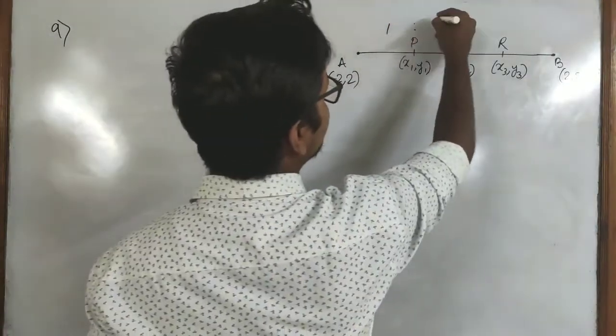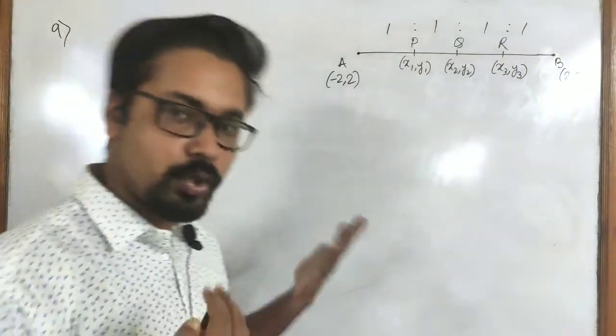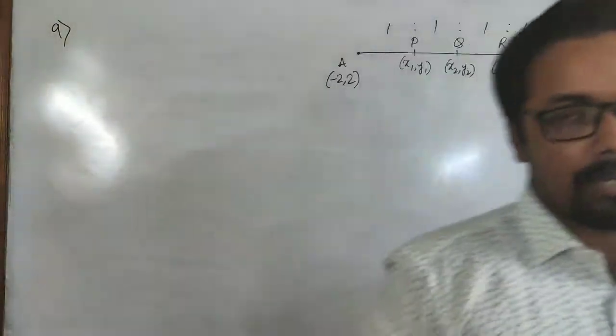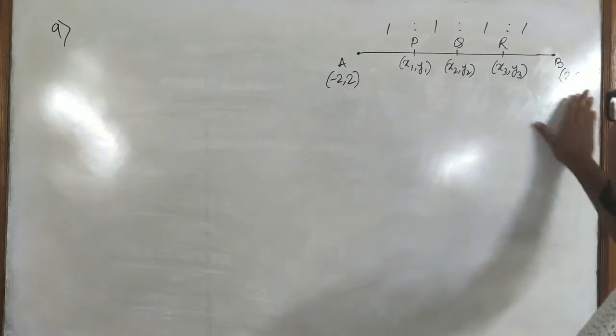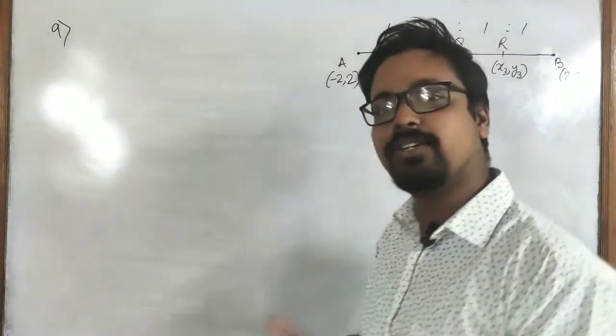It will be 1:1:1:1. Since all parts are equal, the ratio will be 1:1:1:1. So now that we have the points A and B and we have to find P, Q and R, we can find it easily using the section formula.